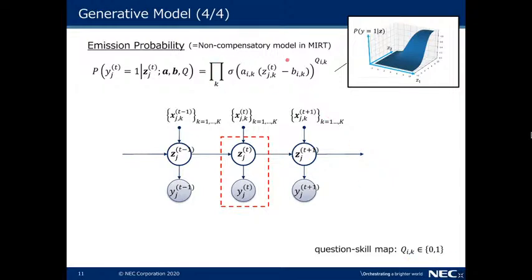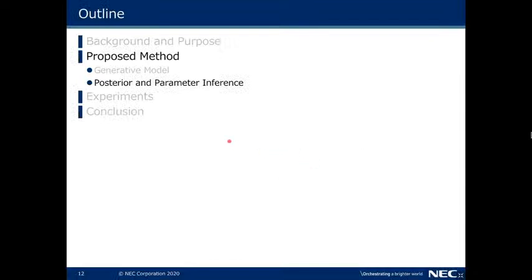We can visualize this probability function like this. As you can see, here there are 2 skills. If you have both skills, you have a high probability of solving this question. Otherwise, you have a low probability of solving this question. So that's a non-compensatory model. So far, I have explained the generative model.